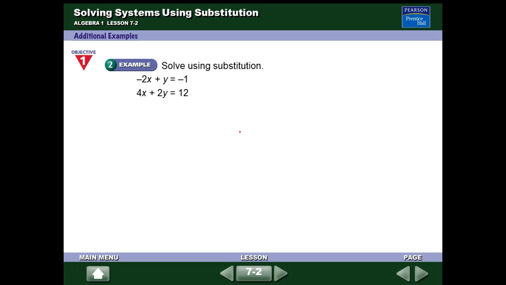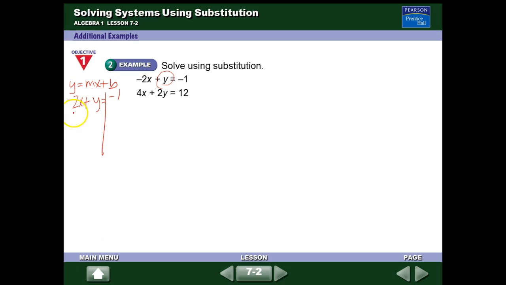Let's look at another one. This one you're going to have to use the distributive property. Before, we were fortunate and they were set up in y equals mx plus b form. Now they're not, so we need to solve for something here so we can substitute. Immediately I see this y with a leading coefficient of 1. That's going to be my easiest one to solve for. So let's solve negative 2x plus y equals negative 1.